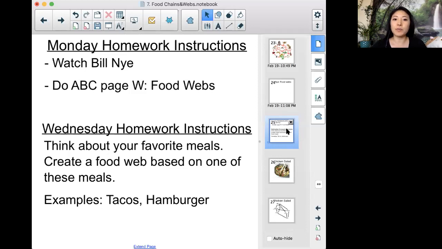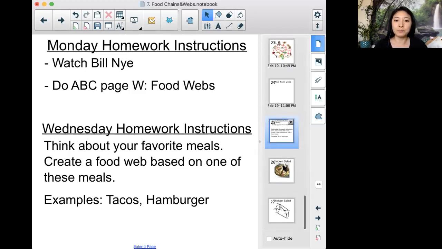So any of these picture examples that you liked, or you can create your own, you could draw as your picture, or you can make your ABC page on Google Docs, as many of you have been doing very nicely, and then get your sentences from the Bill Nye. On Wednesday, we have an assignment for you to create your own food web based on what you eat. So on Wednesday, you're gonna think about some of your most favorite meals that you love to eat and create a food web based on one of those meals.